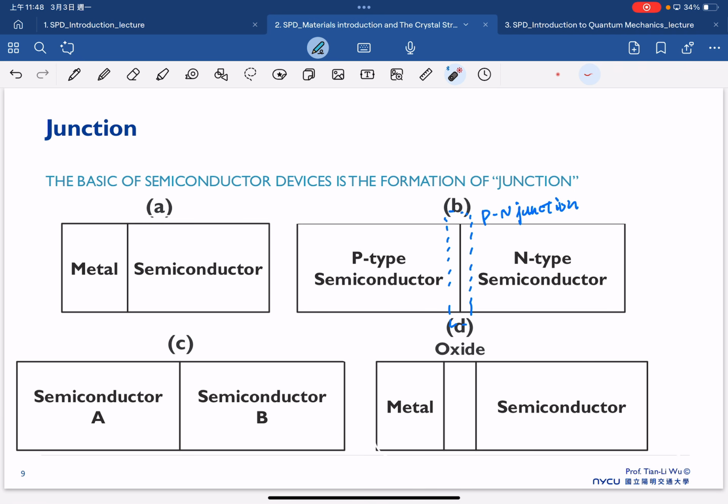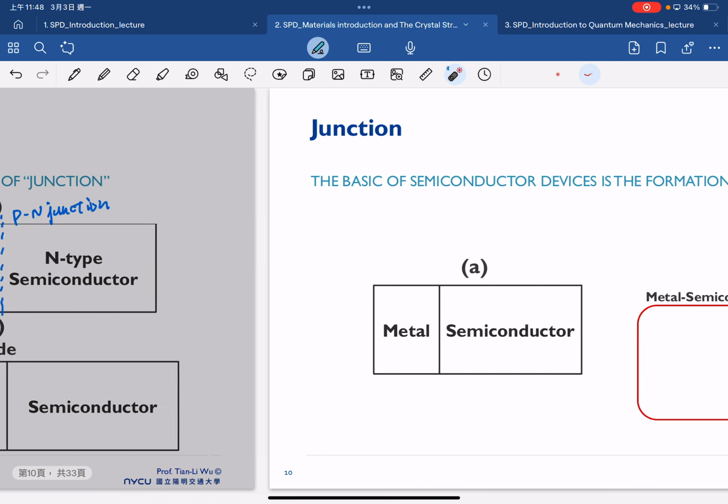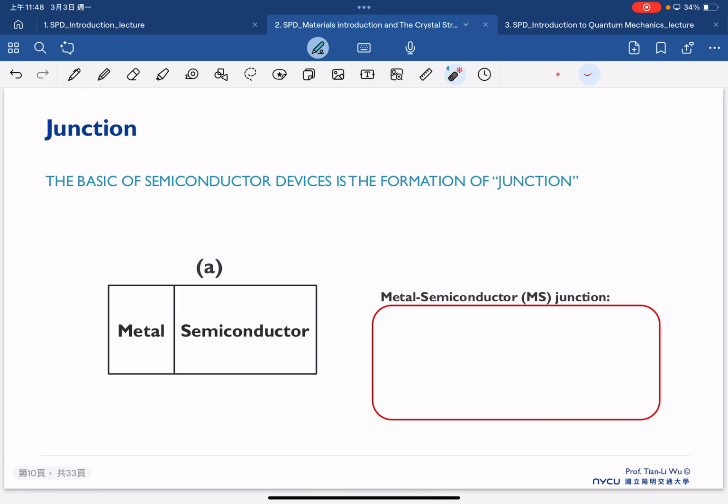So let's look at them one by one. The first one is the metal and semiconductor junction. If we look at the metal and semiconductor junction, that's what we call the MS junction. There are several different types of the MS junction. The first one is Schottky.